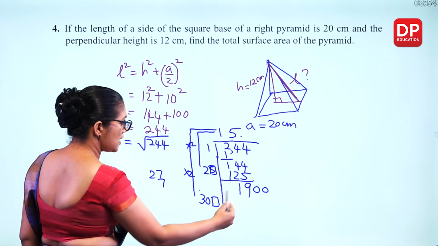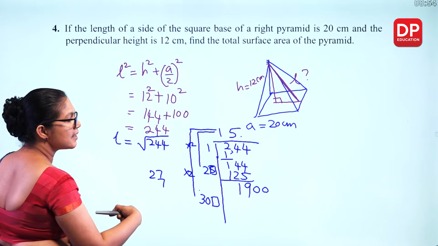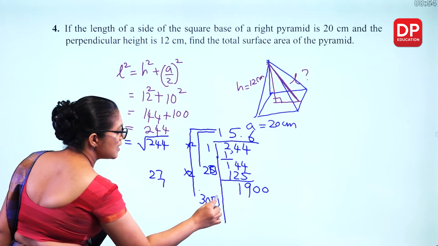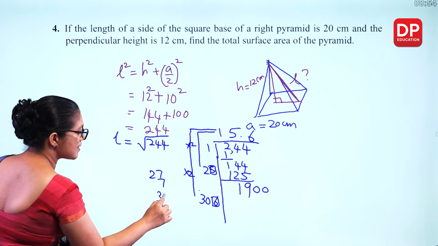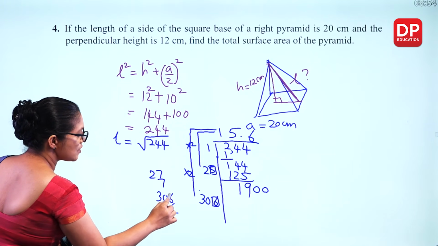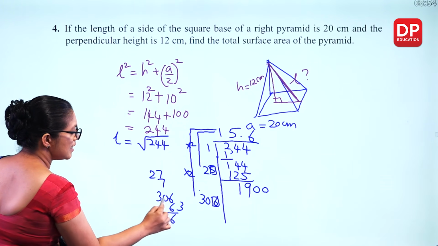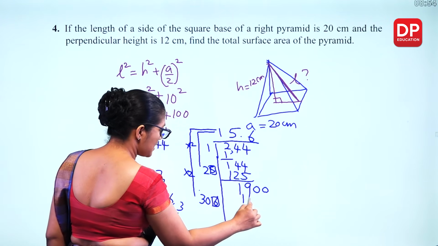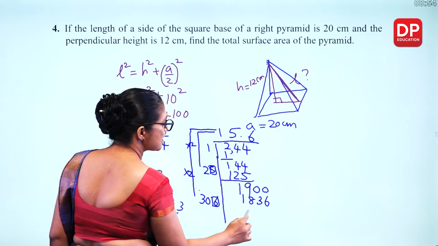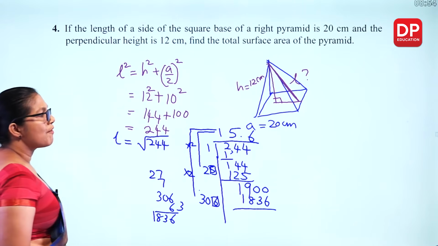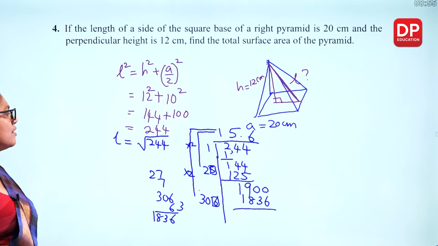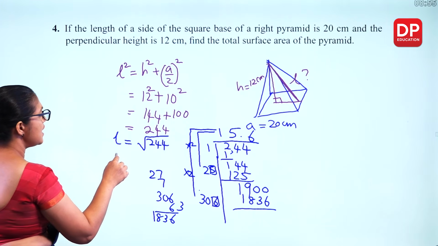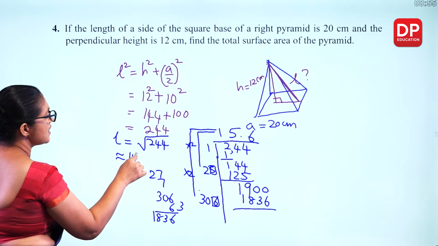When you put 6, you are getting the answer. So 6 times 306. So 6 times 6, 36. 6 times 3, 18. 1836. So here roughly what's the square root value of 244? You get 15.6.